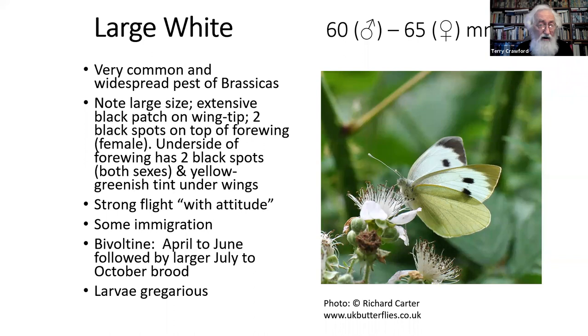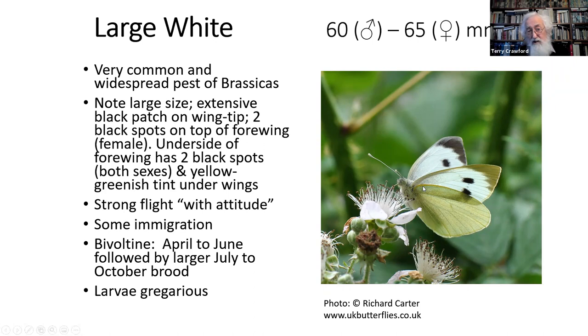The large white is very common. It's the major pest of brassicas. Now, they have spots on their wings, and the exact details of these spots vary between the three species. They vary between males and females, and also whether you're talking about the spring brood or the second brood in the summer. So let's not worry about the spots. I'm going to concentrate on the features that make it easy to tell the difference between these three species.